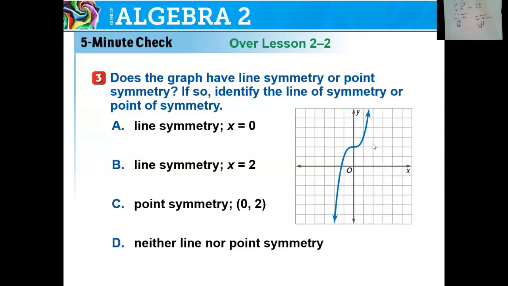So if we were to rotate this graph about this point, this would fall upon this graph, even though this section is a little bit longer, because this would continue upon the same trend. So this graph does have point symmetry about the point 0, 2.